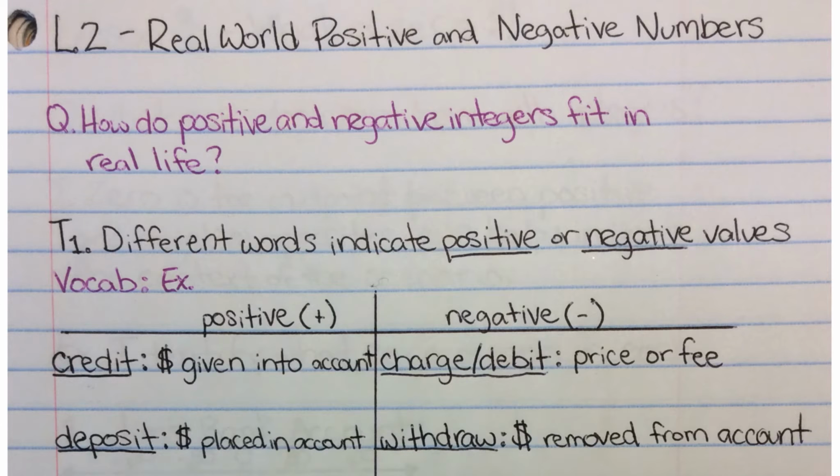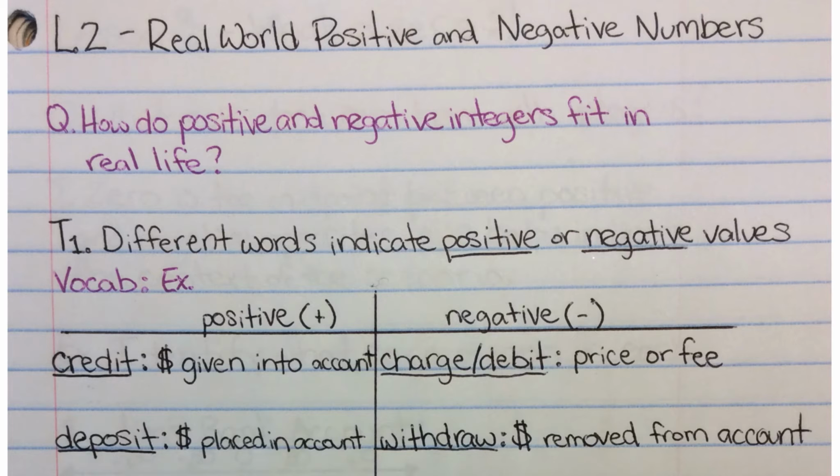But a couple examples of vocab words that relate to positive values are credit. Credit is money that's given into an account. So if you go to the bank and open up a credit card, they are giving you however much, let's say your credit limit is $500, they are giving you access to $500 on that credit card.